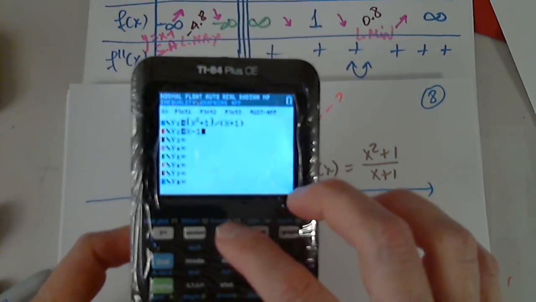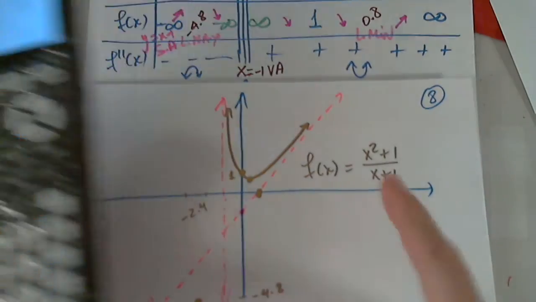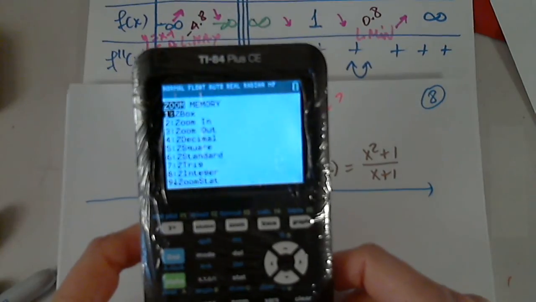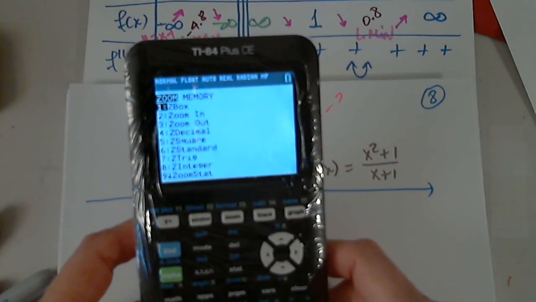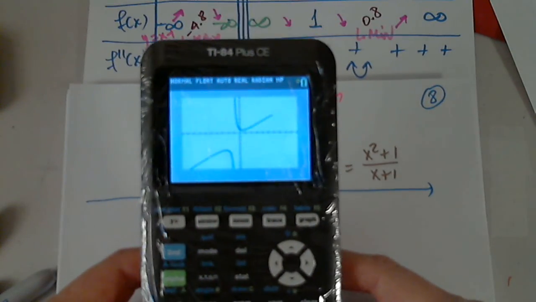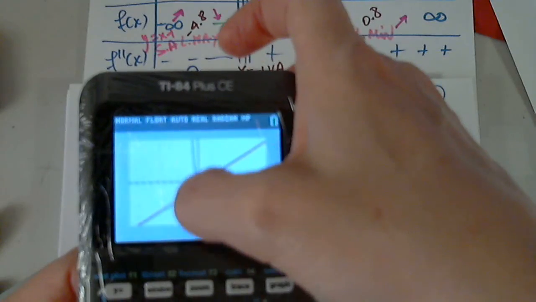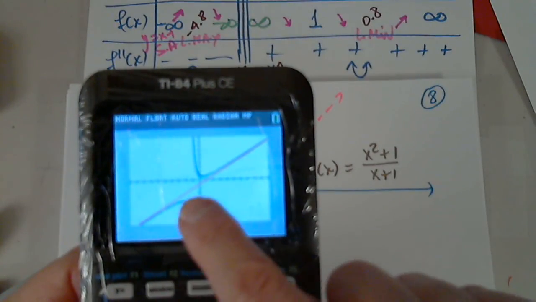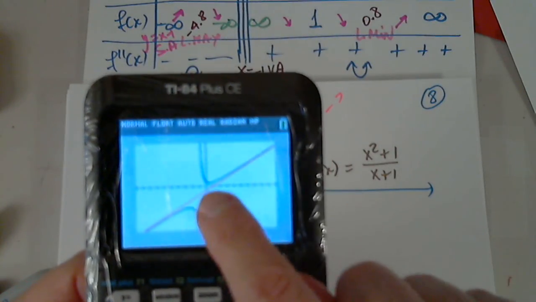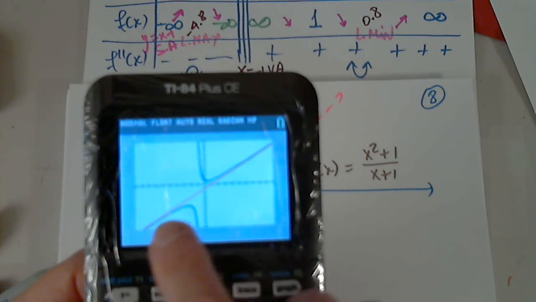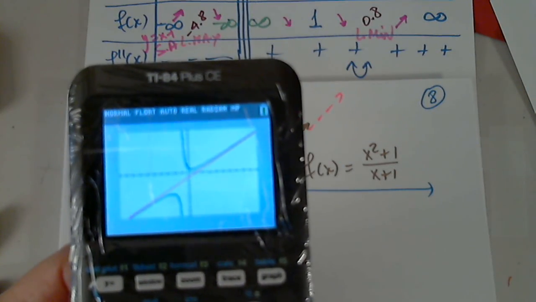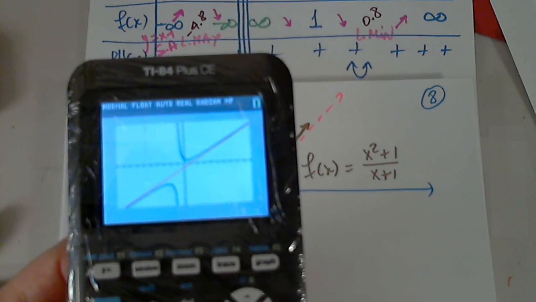Here it is. I'm going to use the standard window. Yes, I can use the standard. It's a good idea to use the standard for now. We can change it later. Here it is. And here's the slant asymptote and the vertical asymptote at -1. So here's the slant asymptote and the function approaching it towards infinity. Any questions?